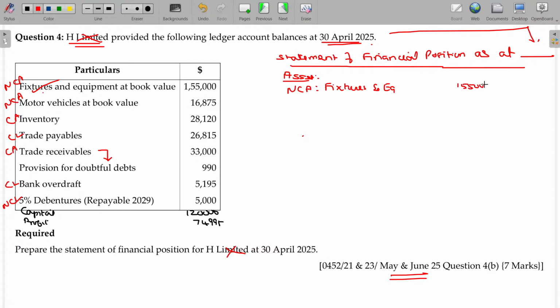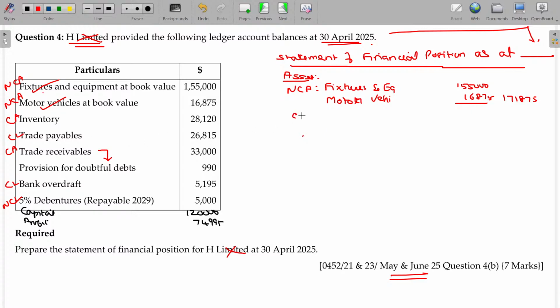1,55,000. Motor vehicle also be non-current assets given at book value. Okay, depreciation is already subtracted. Motor vehicle 16,875. No other non-current assets. So the ultimate non-current assets being 1,71,875.